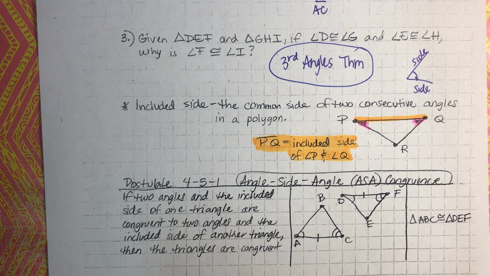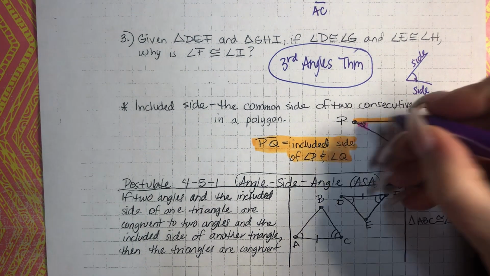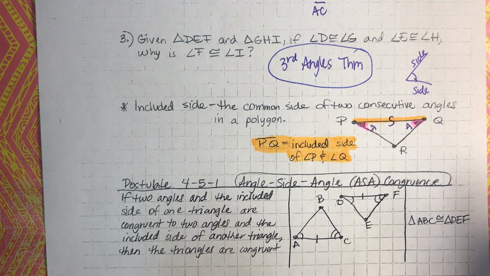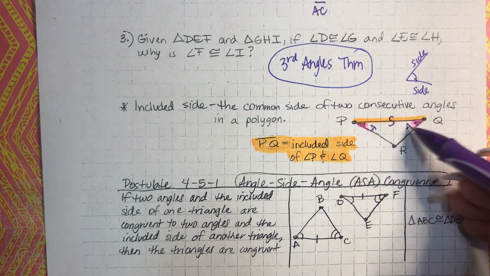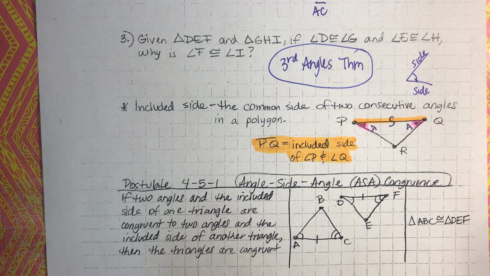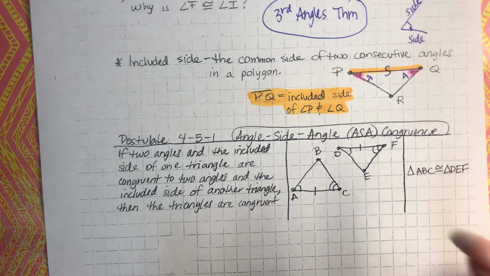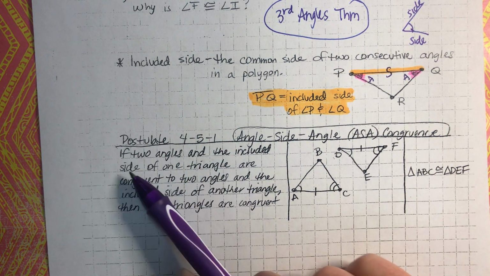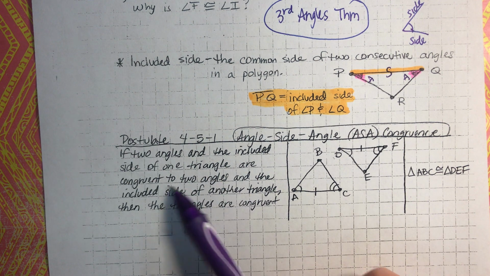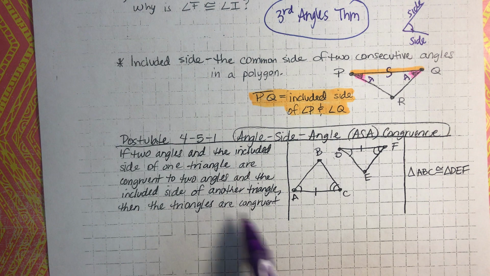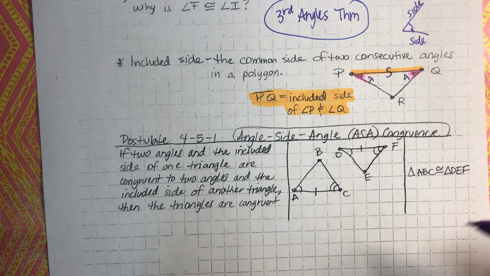If you look at this, this is an angle, this is a side, and this is an angle, right? That's angle side angle. So it has to be that included side for angle side angle to work. So let's see what it says. ASA: if two angles and the included side of one triangle are congruent to two angles and an included side on another triangle, then the triangles are congruent.